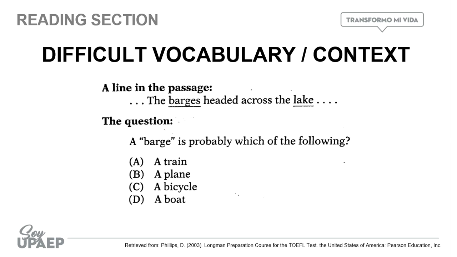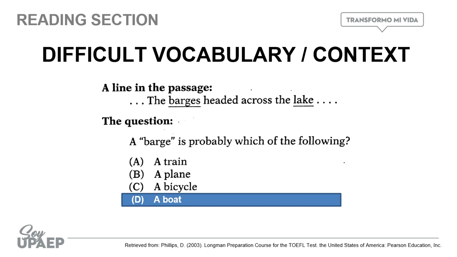So what do we do? We read the context. And the context says, the barges headed across the lake. So, with the context and the words that the sentence has, we can determine that the word barges is a boat. Why? Because it headed across the lake. The other three options cannot head across the lake. So that's why barges is a boat.